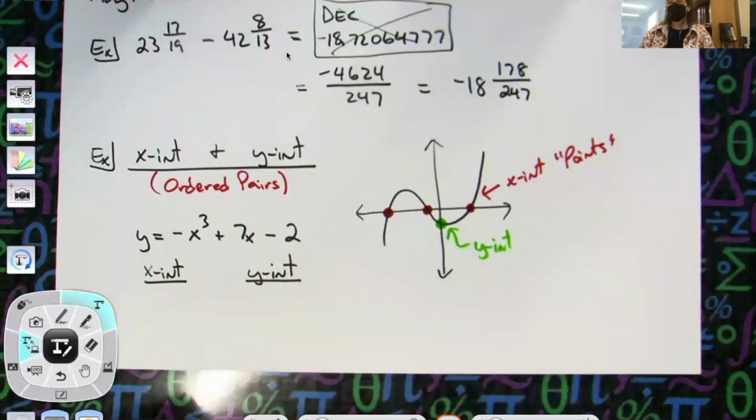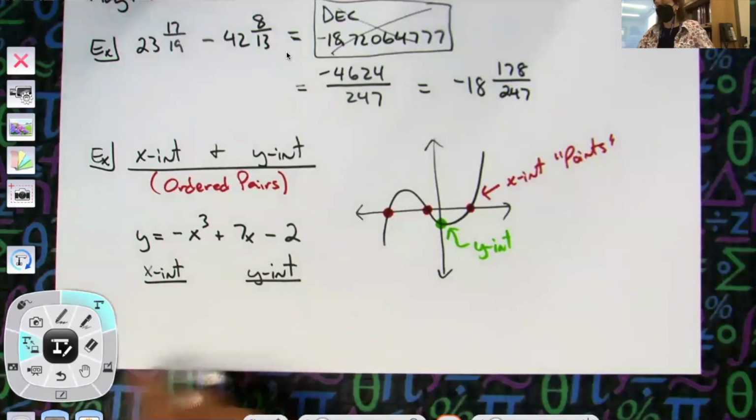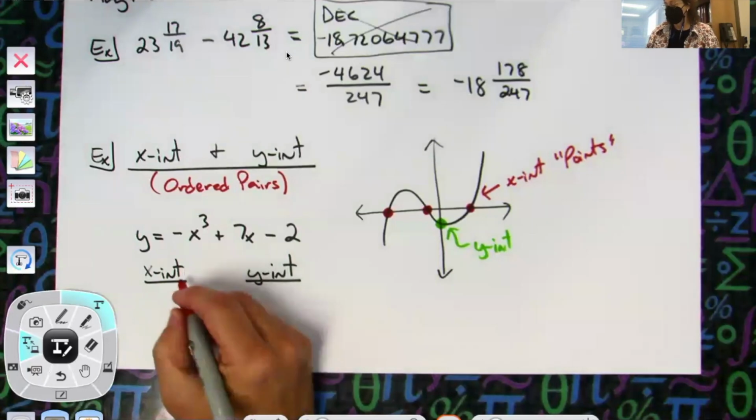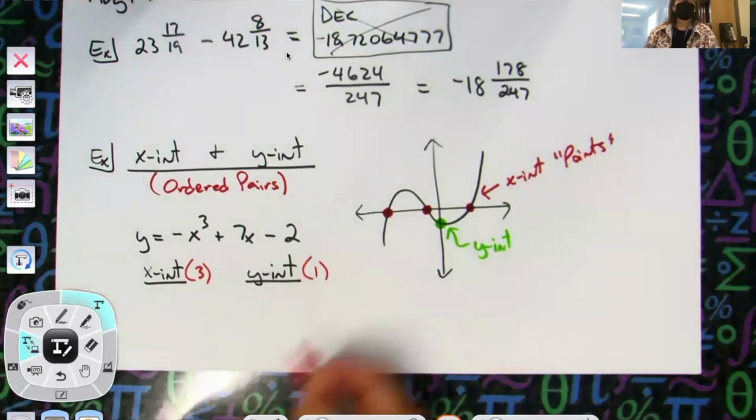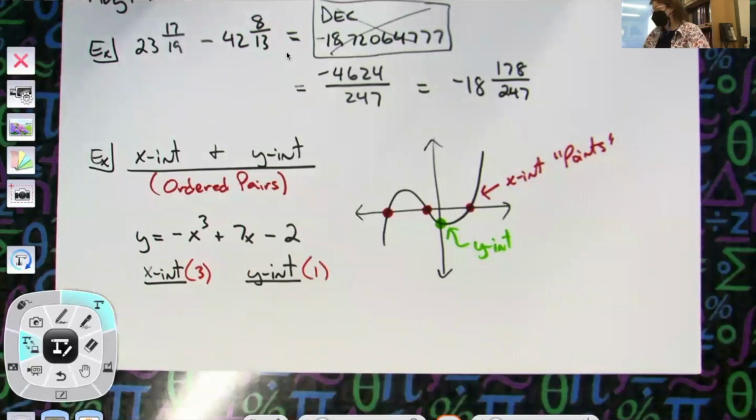Hopefully you are seeing 3 x-intercepts. That's my little hint. You're seeing 3 of them, so you're going to have to do it 3 times. You should be seeing 1 y-intercept.